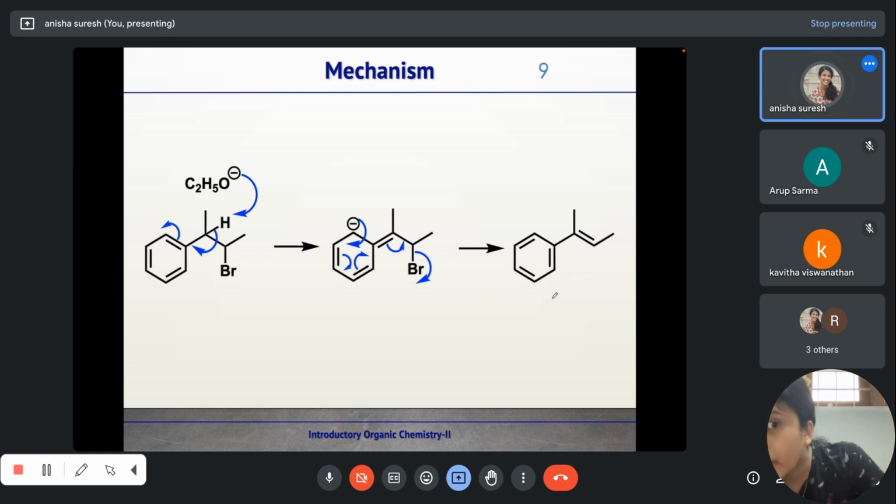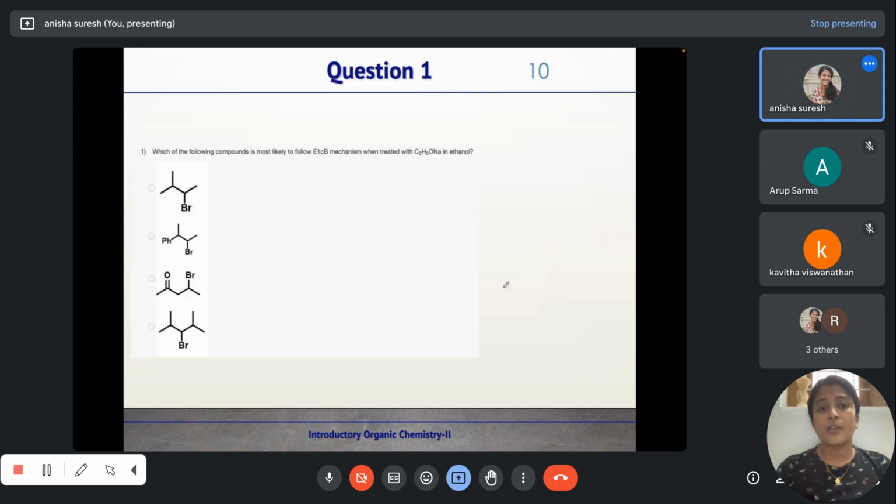Is this clear? Why we choose this compound over this? Is that clear? Yes, ma'am. Because in the benzylic system, the anion that will form will be more stabilized. So the most likely compound to undergo the E1cB mechanism will be this benzylic bromide kind of system.